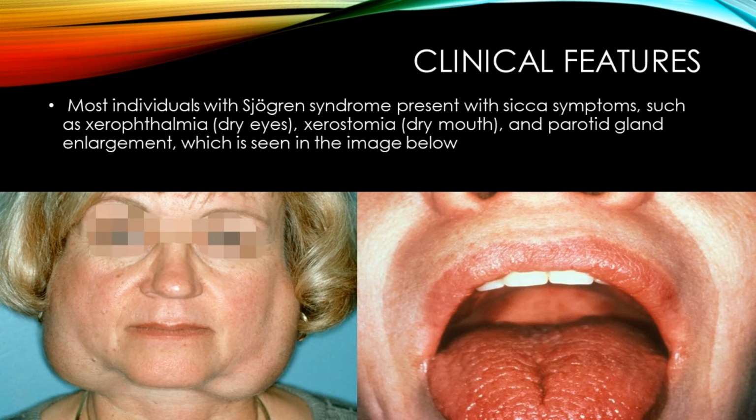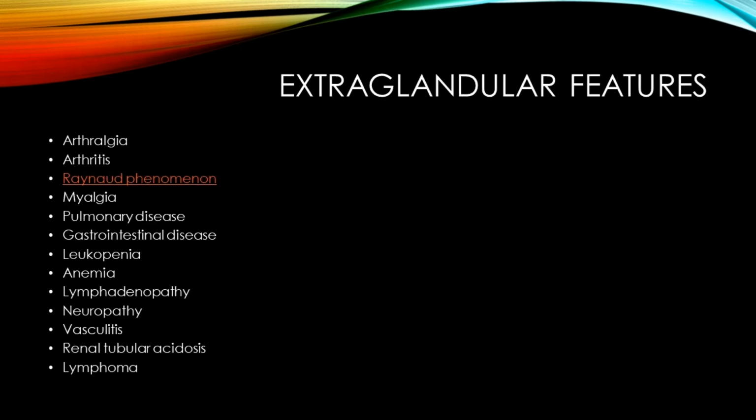Well, let's discuss the clinical features of Sjogren syndrome. Most individuals with Sjogren syndrome present with sicca symptoms. Sicca means dry, such as xerophthalmia, dry eyes, xerostomia, dry mouth, and parotid gland enlargement, which is seen in the image below. In the image, you see the enlargement of parotid glands and also the dry mouth or xerostomia.